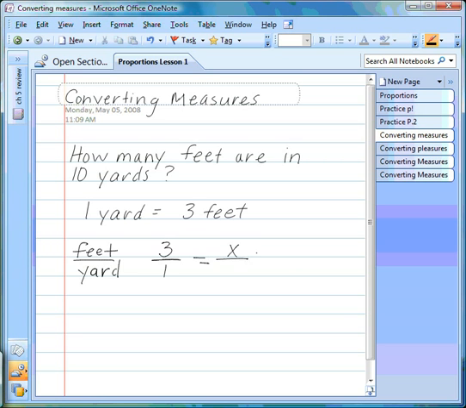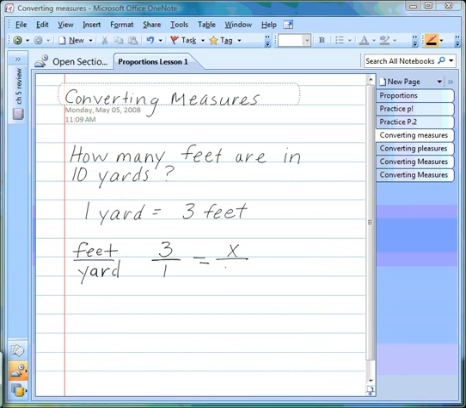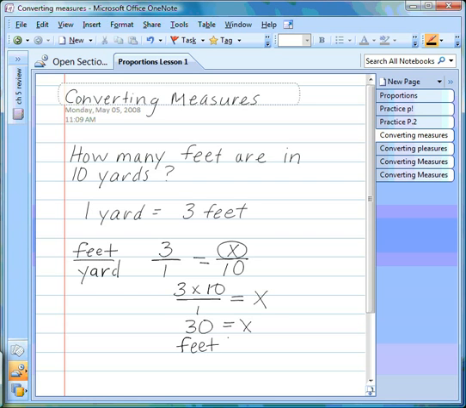That means you're going to have a variable for the feet. Feet's on the top, and 10 are in 10 yards. So 10 is going to go on the bottom with your yards. And then you can use your cross products to solve. So 3 times 10 divided by 1 equals x. You solve that, and that's going to equal 30. So your answer is going to be 30. Your x is in line with the feet, so it's going to be 30 feet.